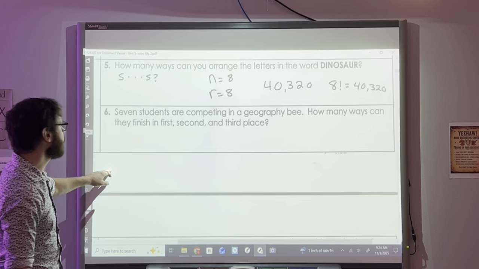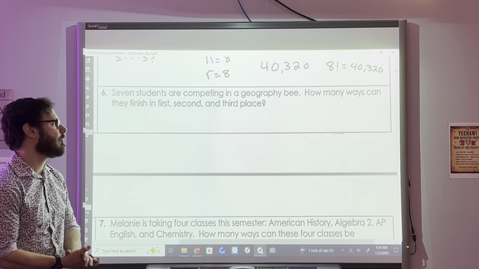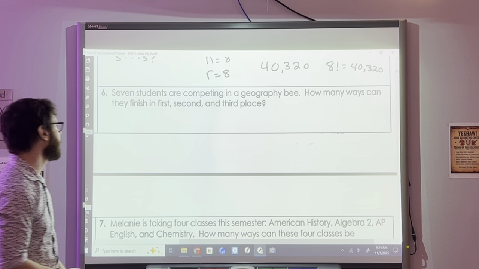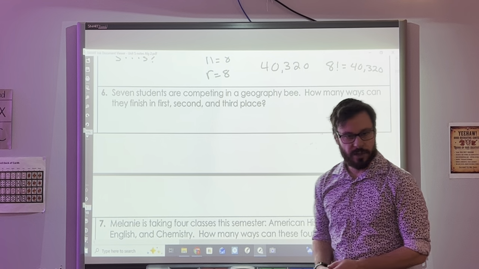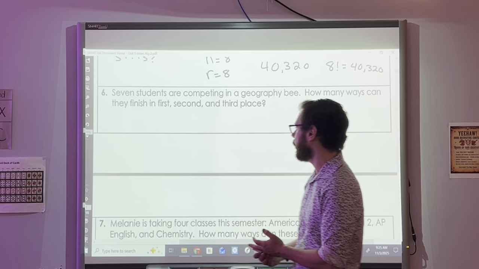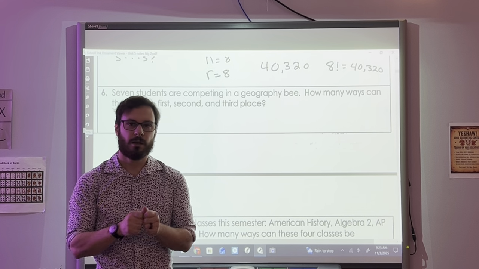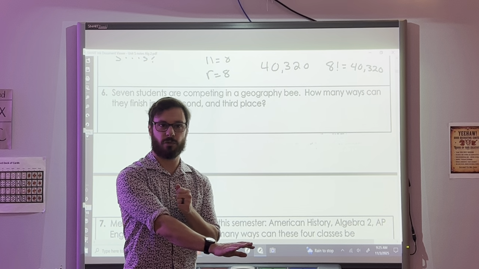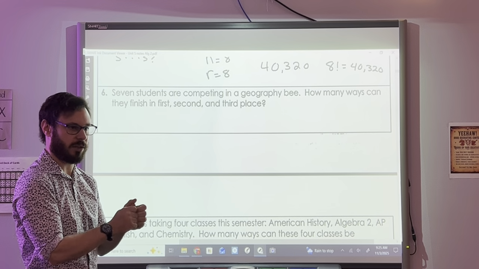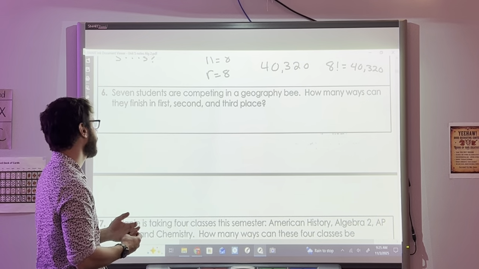Okay, 7 students are competing in a geography bee. How many ways can they finish first, second, and third? This is another place where order matters. If a student wins first, they can't win third. So order is important. Once you pick a kid to win first, you can't choose from them anymore. There's only 6 kids to choose from to get second. You choose the second place. Now you only have 5 kids to choose from for third.